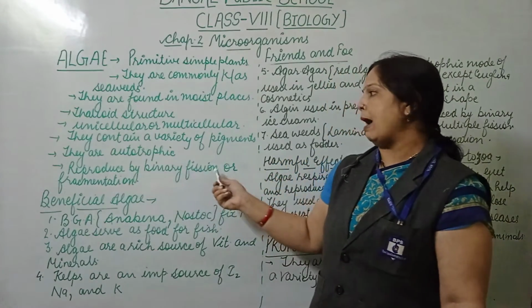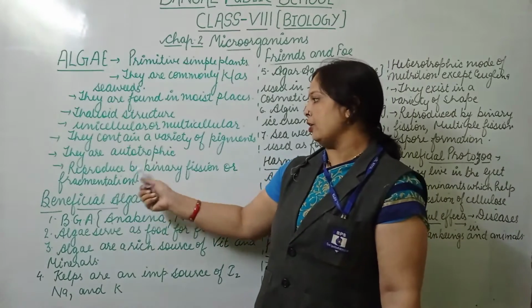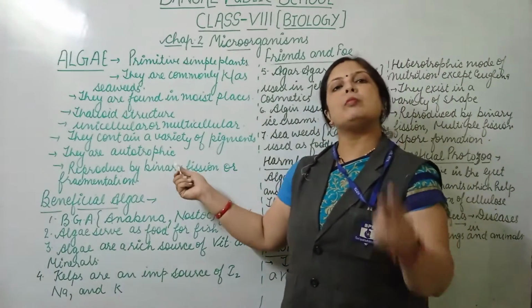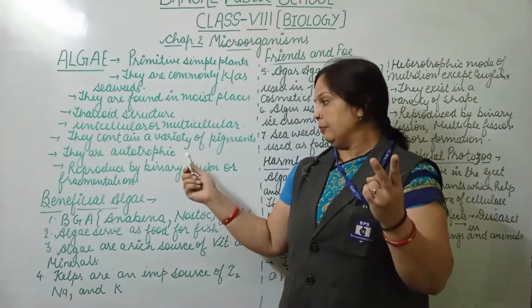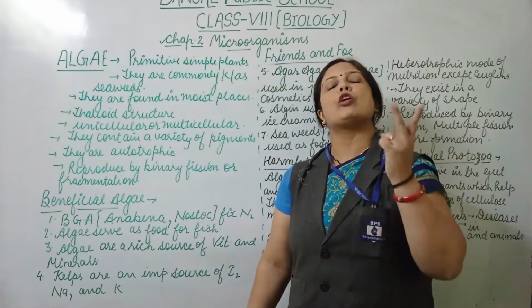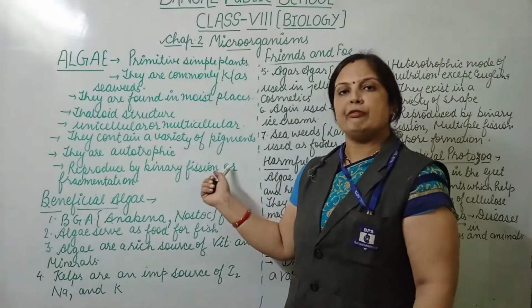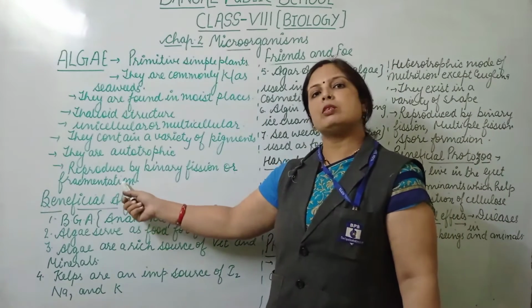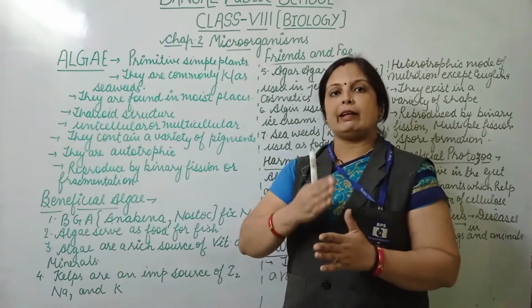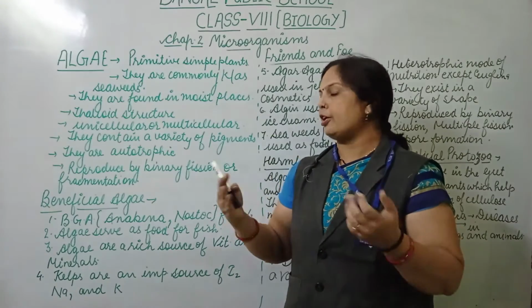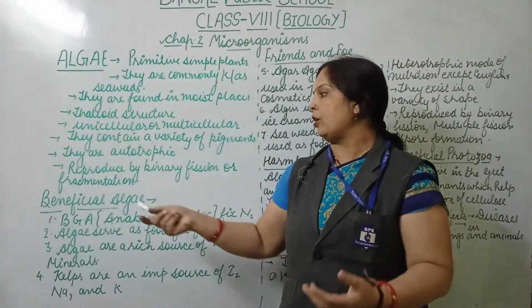Algae reproduce by binary fission or fragmentation. Binary fission: fission means splitting and binary means two. If a parent alga divides or splits into two daughter algae, this is known as binary fission. Fragmentation means if algae are cut into small pieces and each small piece converts into a new individual organism, that is known as fragmentation.